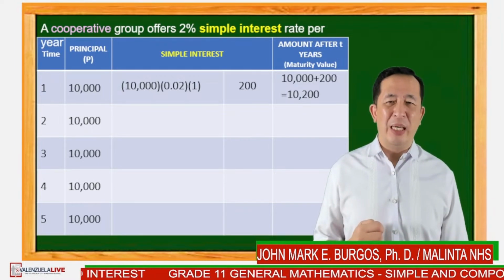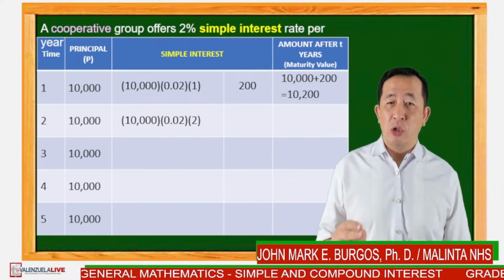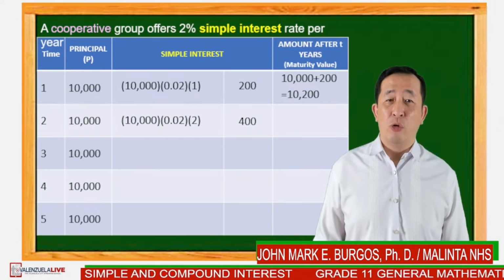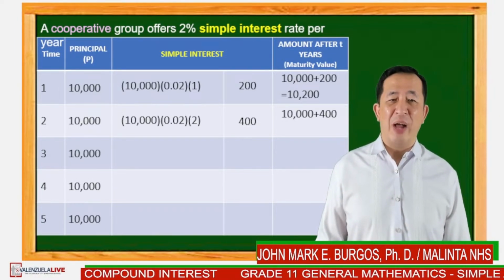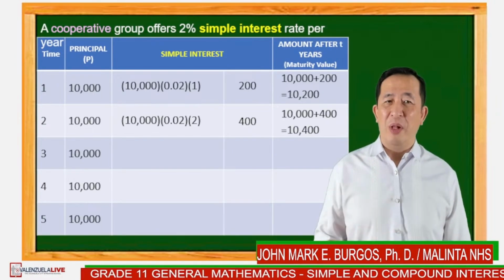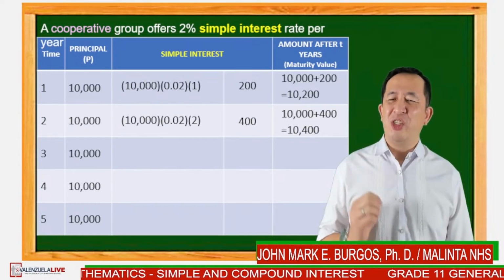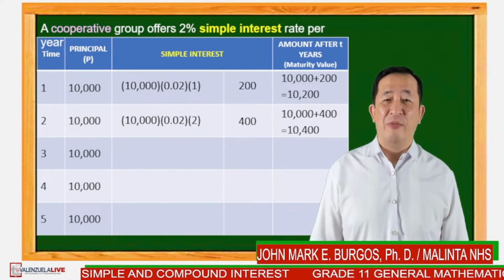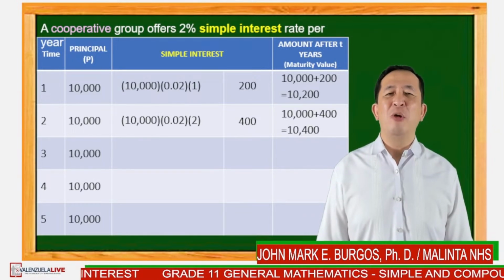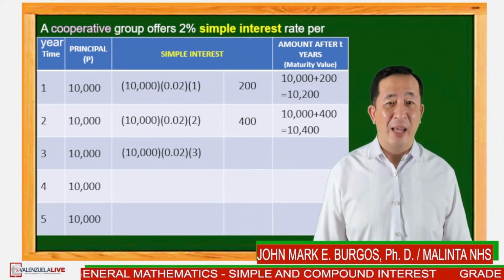On year 2, again, the principal amount is 10,000. For computing the simple interest, it will be 10,000 times 0.02 times 2, and the simple interest will be 400. Adding 400 to the principal, it will be 10,000 plus 400 is equal to 10,400 pesos. That will be the amount after 2 years, the maturity value. For the third year, the principal again will be 10,000. To obtain the simple interest, we have 10,000 times 0.02 times 3, and the simple interest will be 600 pesos.